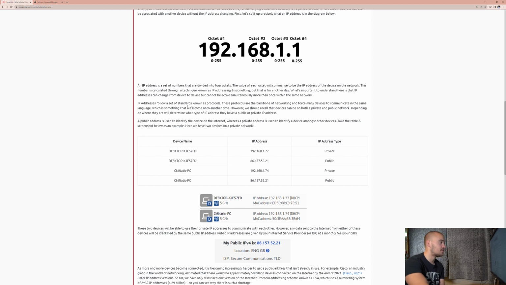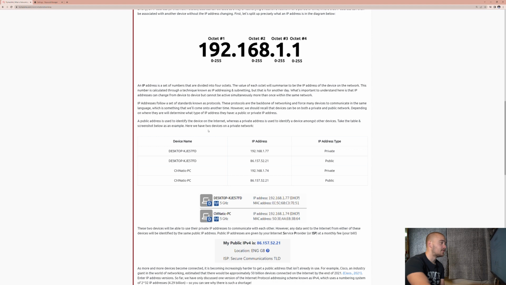So IP addresses follow a set of standards known as protocols. These protocols are the backbone of networking and force many devices to communicate in the same language, which is something that we will come on to another time. However, we should recall that devices can be on both a private network and a public network, and where they are will determine what type of IP address they have, a public or private IP address. A public address is used to identify the device on the internet, whereas a private address is used to identify a device amongst other devices.